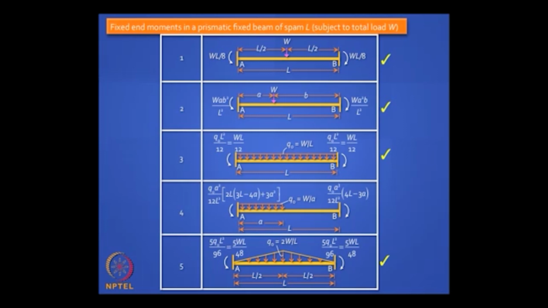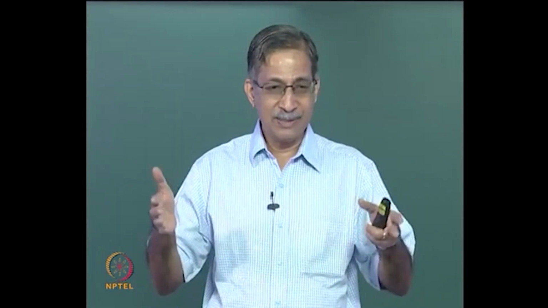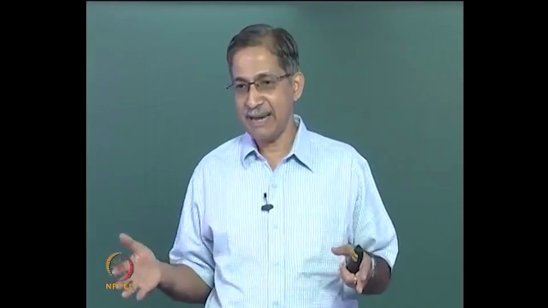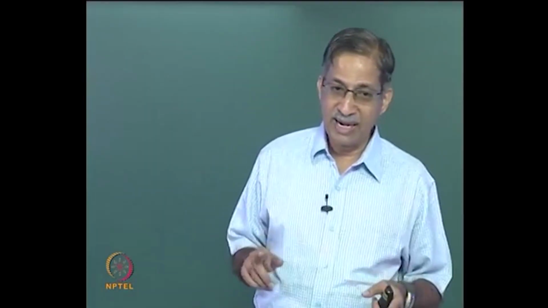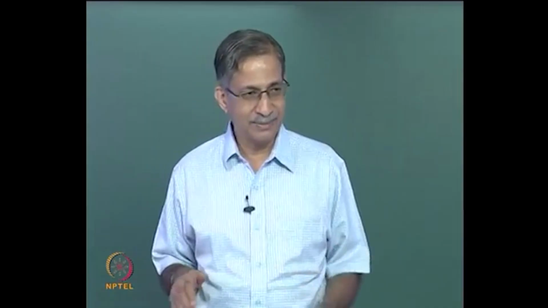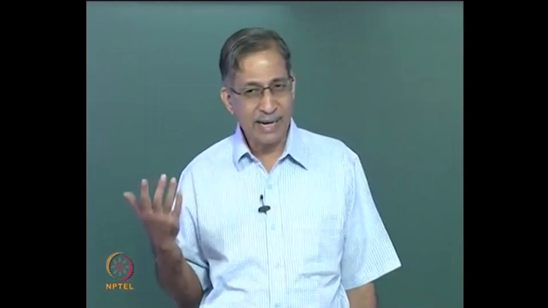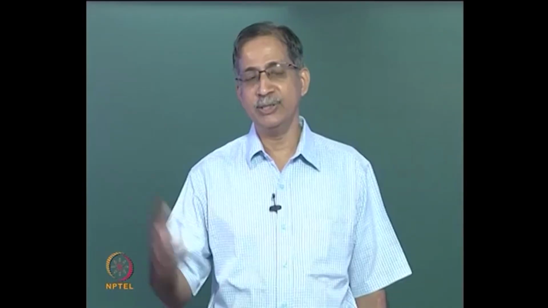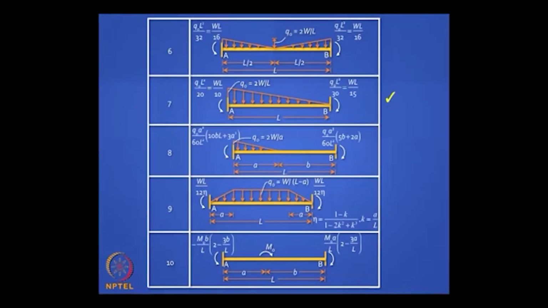And the last case, if you wish: where do you get the triangular load? For example, in two-way slabs the short beams will get a triangular load component from the slab, so there the formula is 5WL by 48. Just remember these formulas. If you forget them, which is the fastest way of recovering them? The conjugate beam method, which we have studied at length.